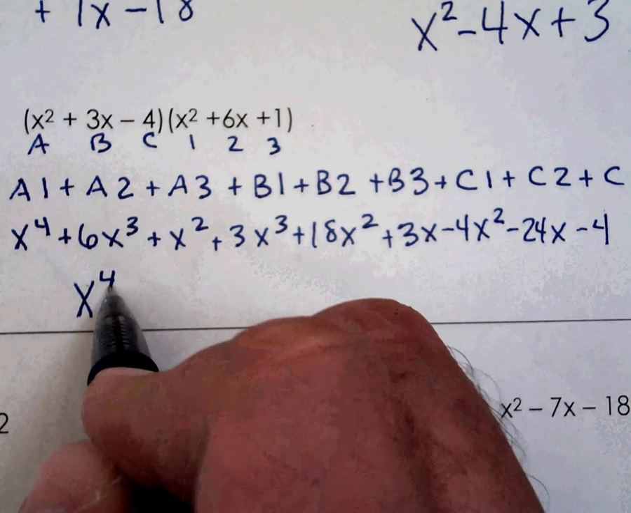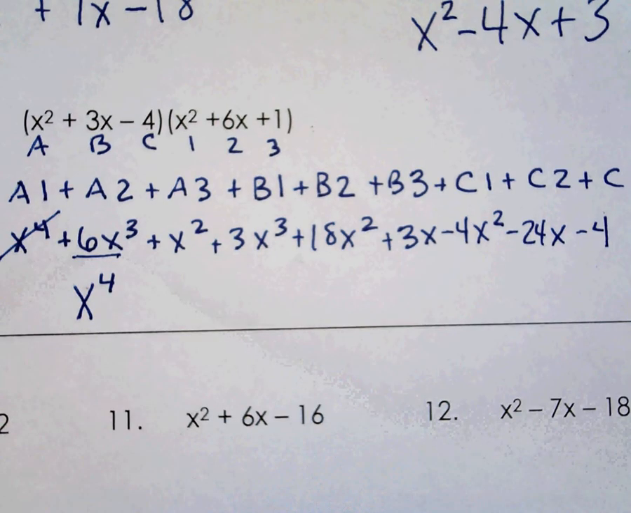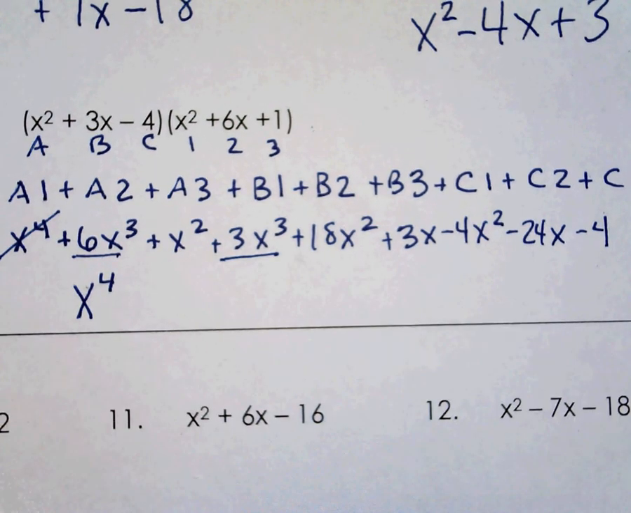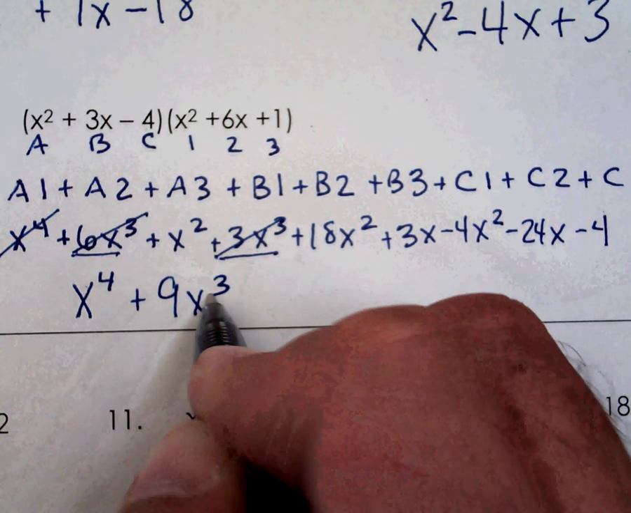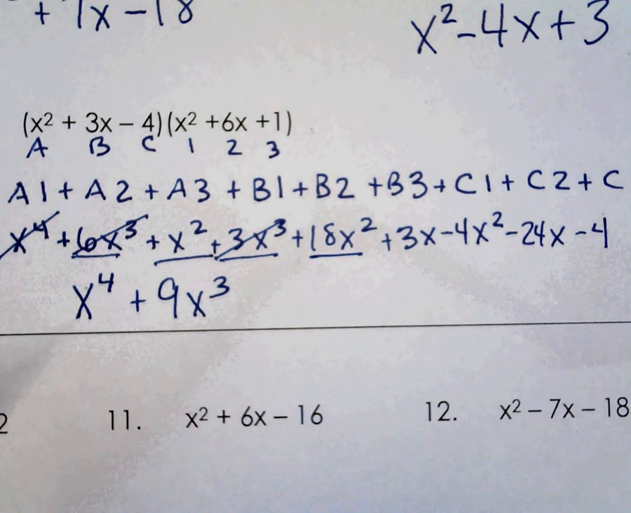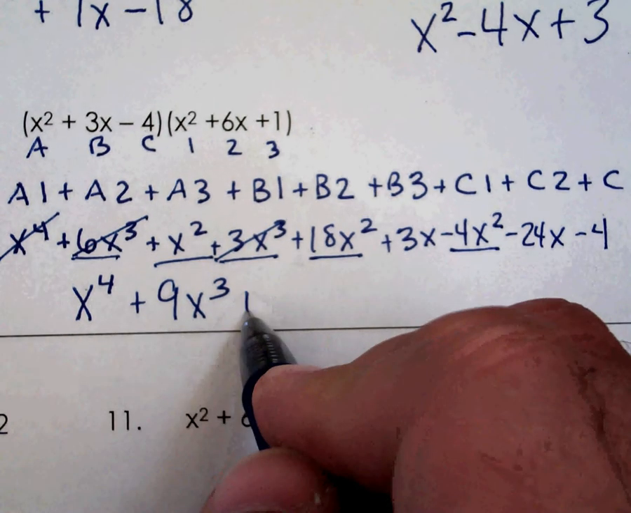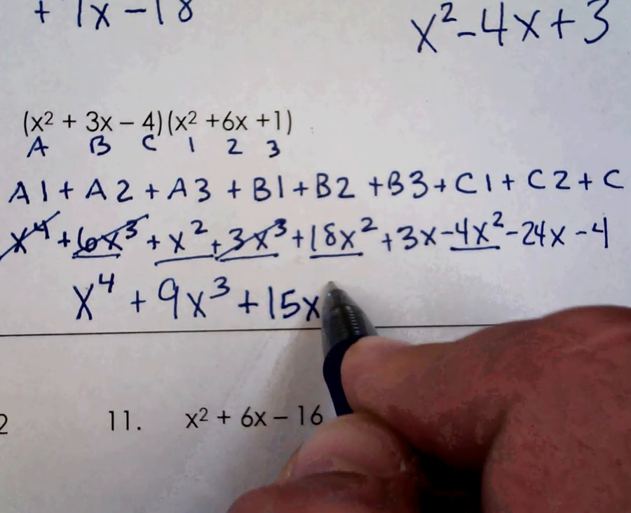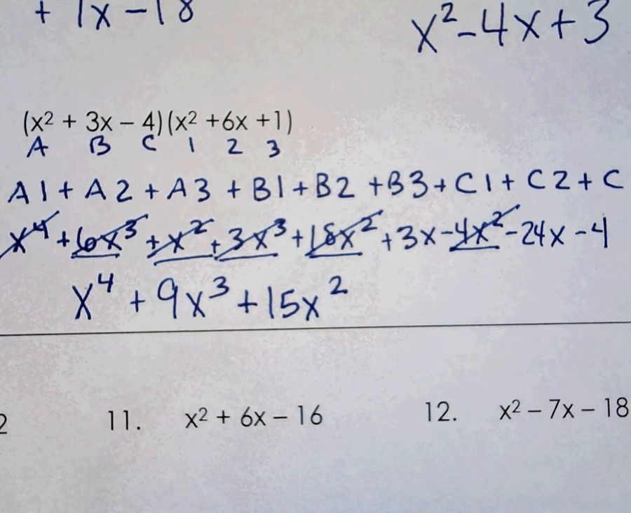X to the 4th does not have a like term, so it remains the same. 6x cubed is a like term with 3x cubed. We can combine them to make positive 9x cubed. X squared is a like term with 18x squared and negative 4x squared. They combine to make positive 15x squared. Cross them out when you're done with them so you know that you don't have to double count them.